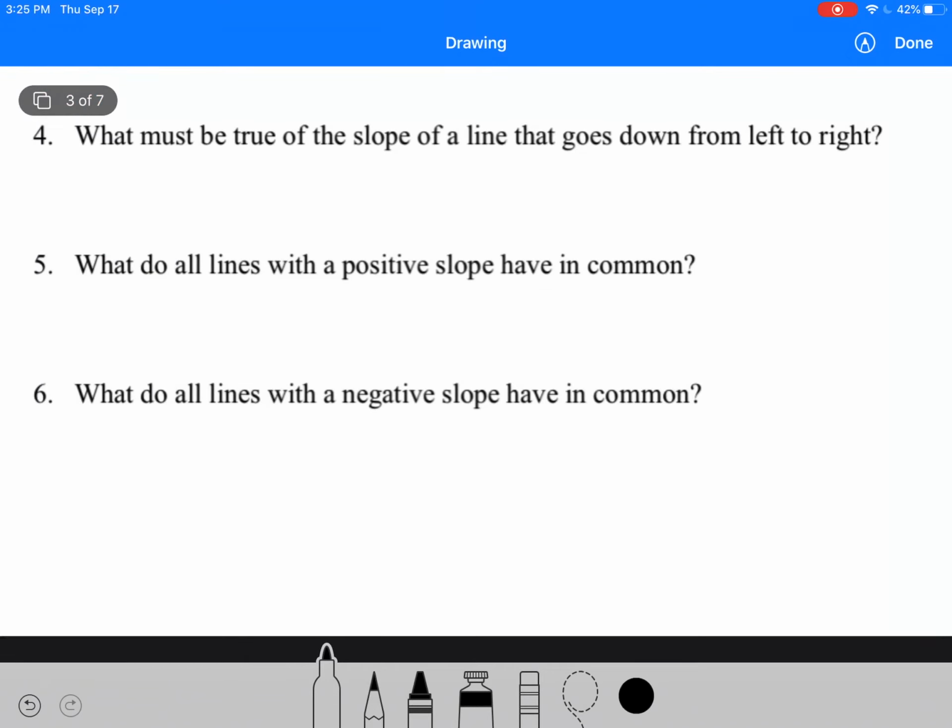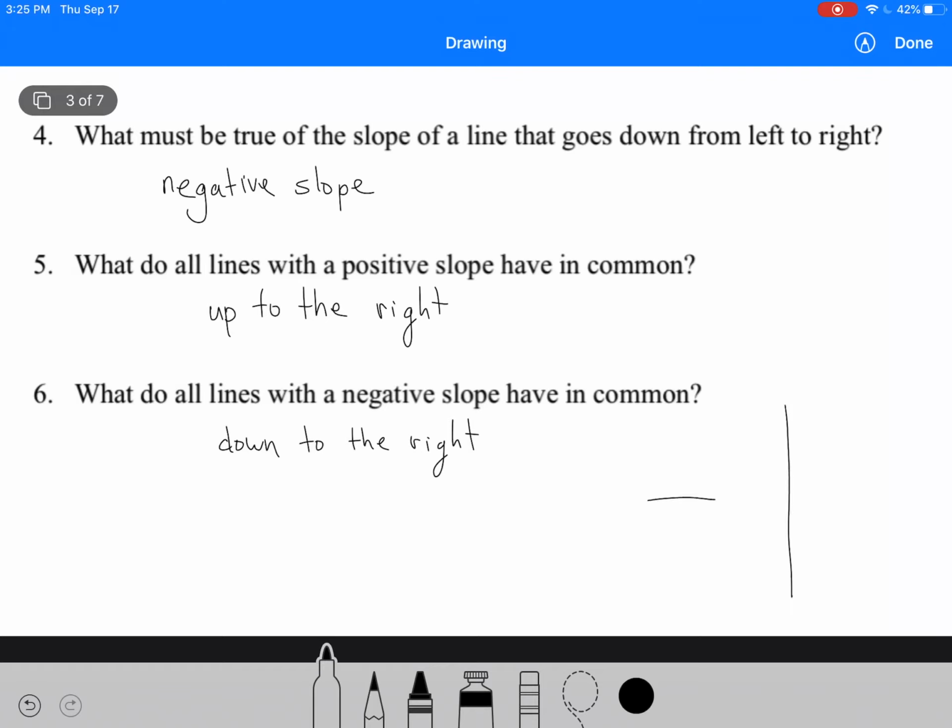It says, what must be true of the slope of a line that goes down from left to right? So we just said that it has to have a negative slope. And that says, what do all lines with positive slopes have in common? Positive slopes always go up to the right, and all lines that are negative all go down to the right.